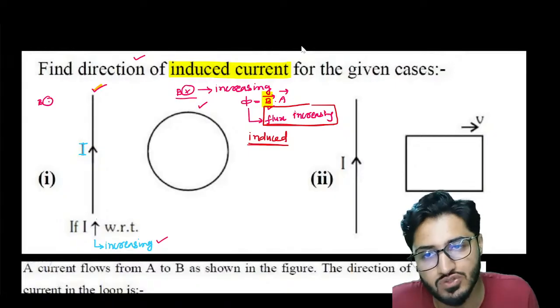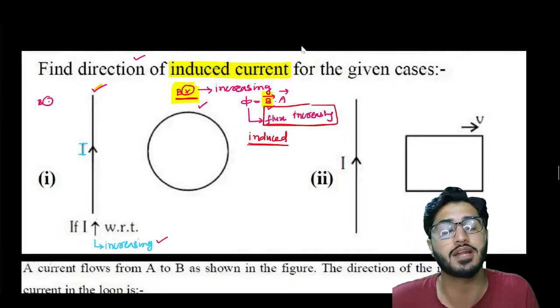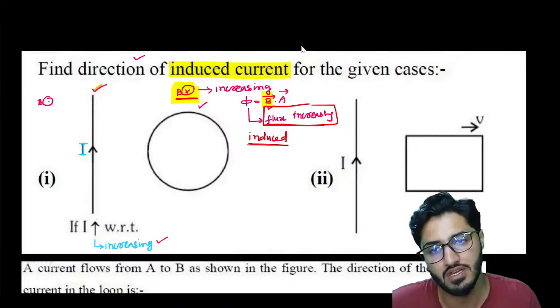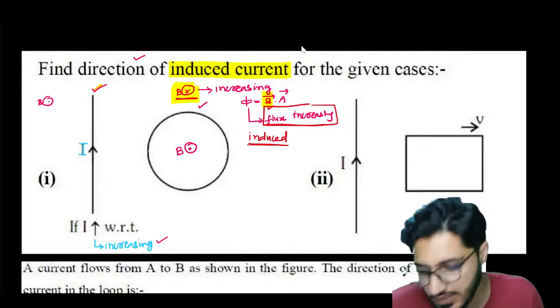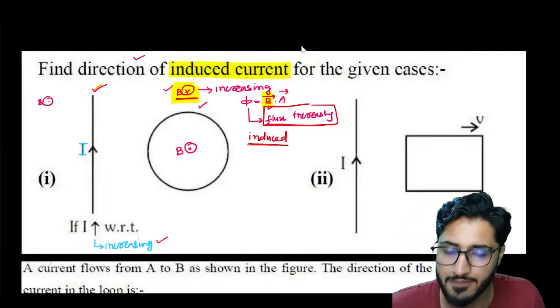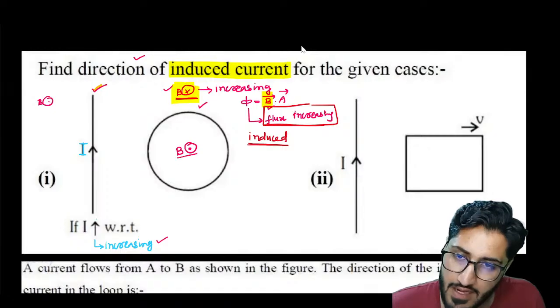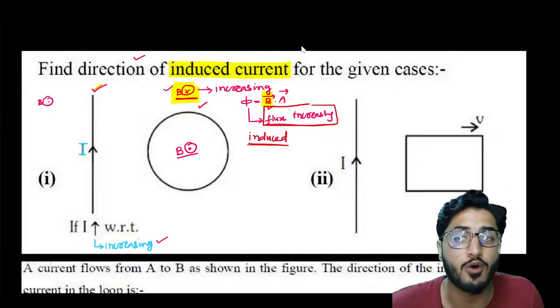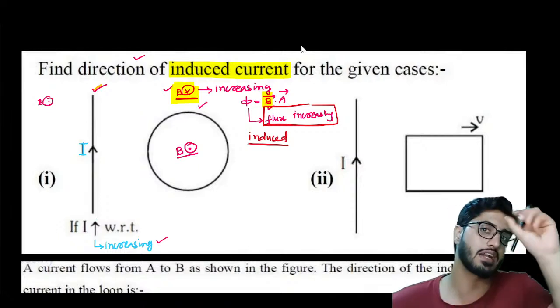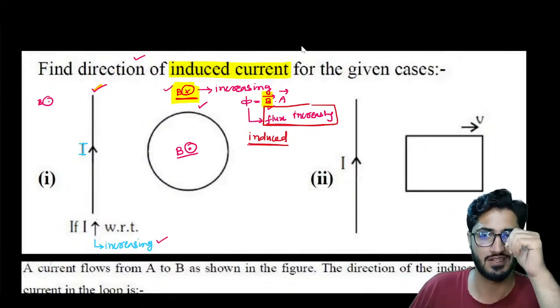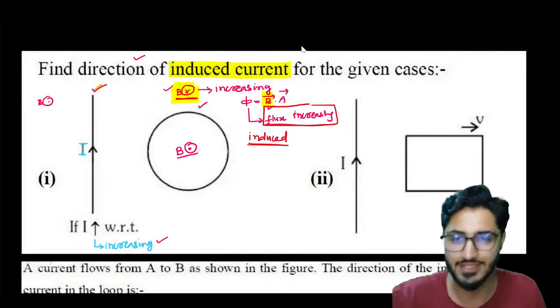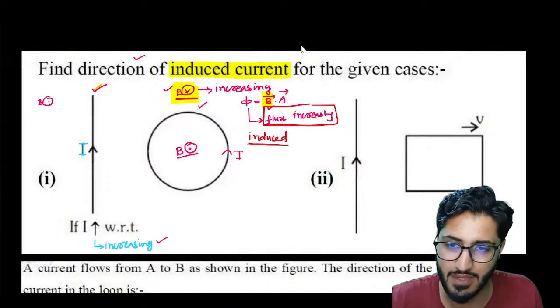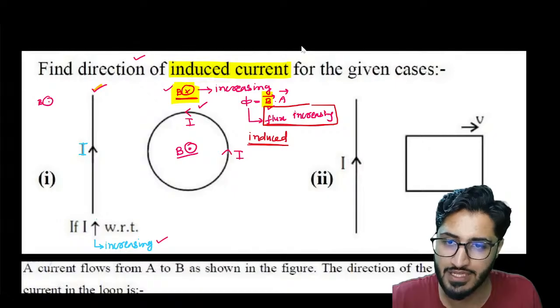If I need to decrease the value of this particular thing, I need to get my magnetic field in the opposite direction. That means I need my magnetic field outwards. This outward magnetic field will decrease its effect. Now if my magnetic field is outwards, what will be the possible direction of my current? Take your right hand, take your thumb outwards. So it will be anti-clockwise. My current will flow like this. This is the flow of my induced current.